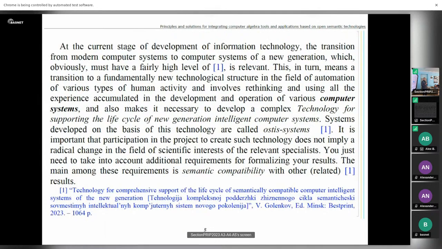On the other side, the modern state of information technologies is that we need to integrate different approaches. Yes, we have a lot of success in different fields, in neural networks, in logics, in different programming languages, and so on. But to solve really complex tasks, we need to integrate different approaches, and we need a unified platform for that. So our department, our scientific school, as I said before, is working on the creation of a complex technology for supporting the life cycle of new generation intelligent computer systems. We develop a formal basis for knowledge representation, for problem solving models, unification, and so on. So one of the main problems we are trying to solve is the problem of semantic compatibility with other related results.